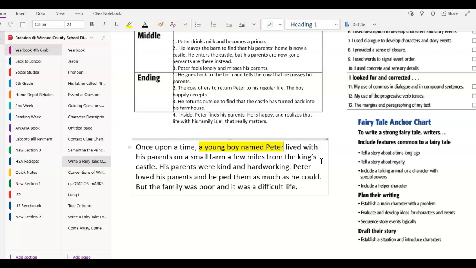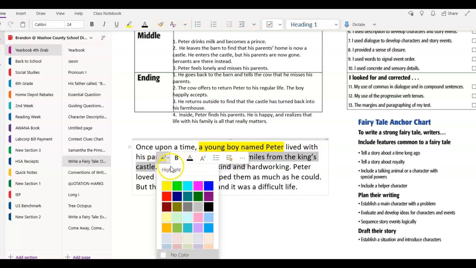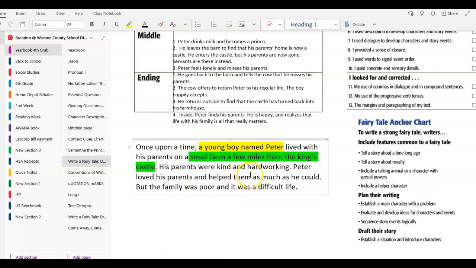This beginning introduces Peter and provides information about the setting, which is what? He lives on a small farm a few miles from the king's castle. So there's my setting right there. So I'm going to highlight that in a different color. Agreed. So already in that first sentence, I have Peter and I have the setting.